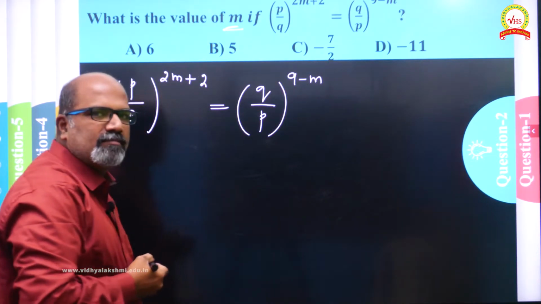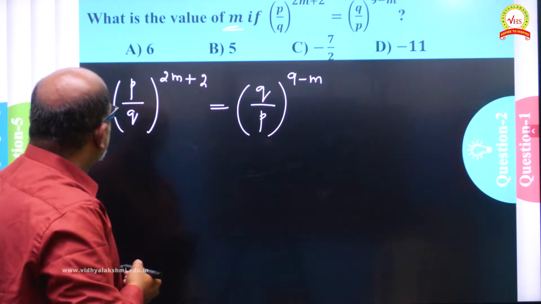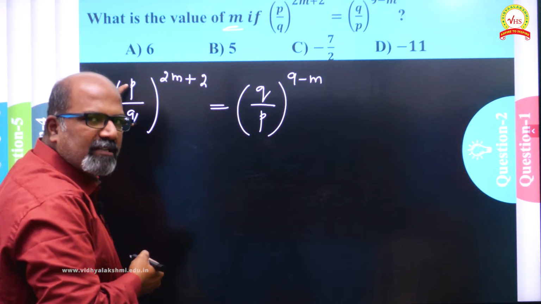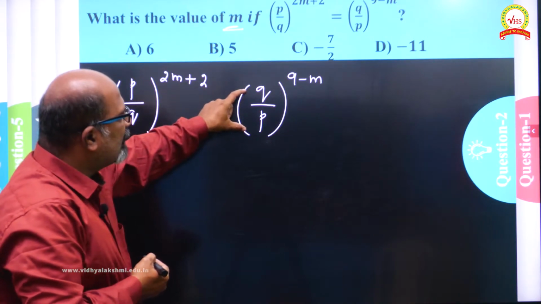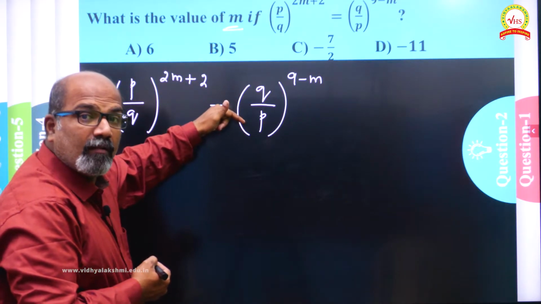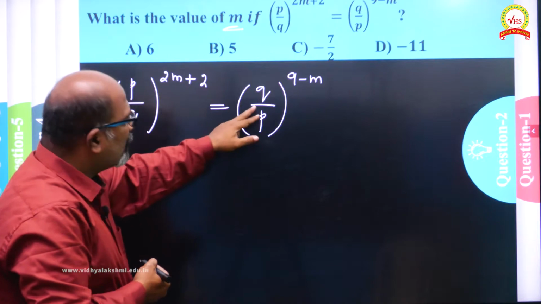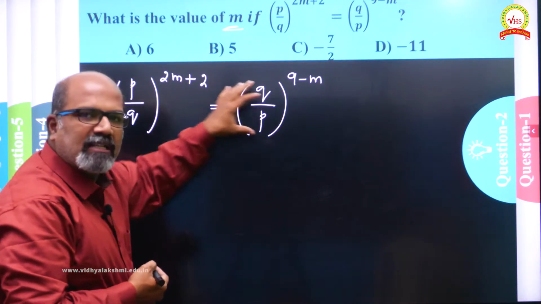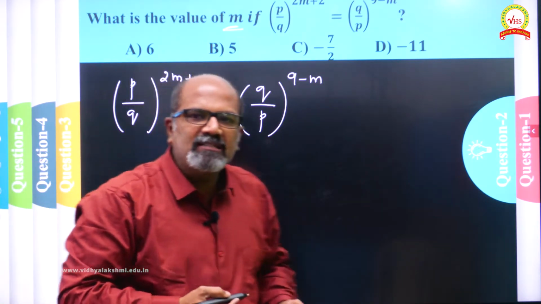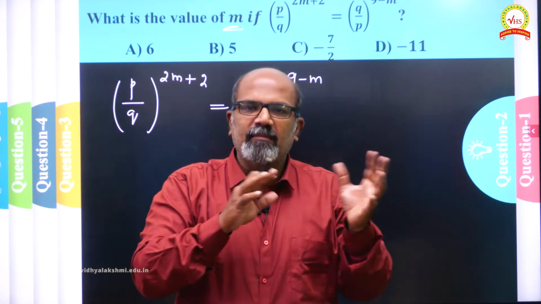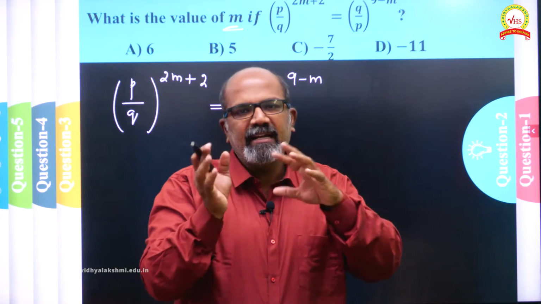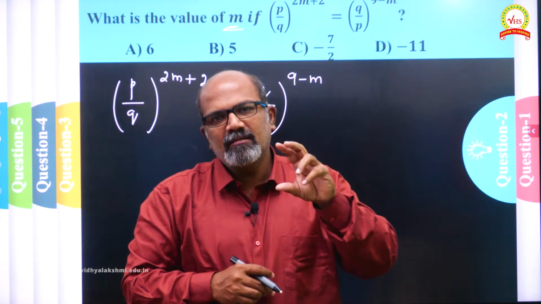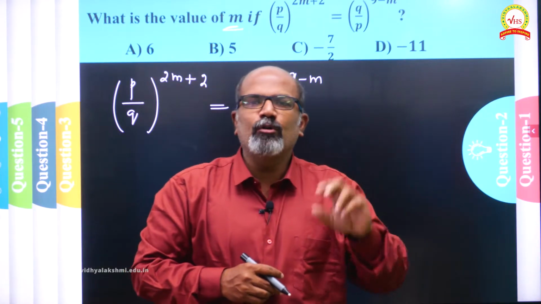When I observe this equation, I can see that on the left side we have p by q as base, and on the right side we have q by p, that is, the reciprocal. The bases are not equal on both sides. Because the bases are not equal, we cannot compare the powers, we cannot compare the indices. So, the first work is that we have to make the bases the same on both sides.